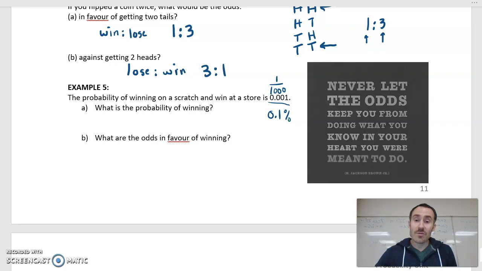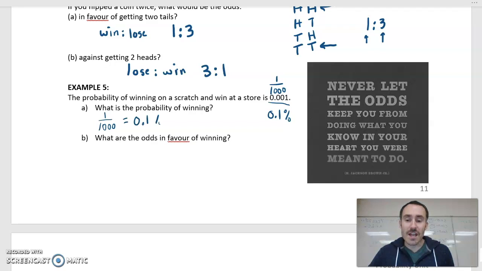You should be able to switch back and forth between the different versions of probability, but that's something that we're not really talking about in this lesson. So the probability of winning at a store is 0.001. We're supposed to give the probability of winning. It just told us that in decimal form. Really what this is asking us for is the fraction form. But we just gave that: 1 out of 1,000. That's the probability of winning, but that's the same thing as 0.1%. All of those three ways are valid ways of showing probability.